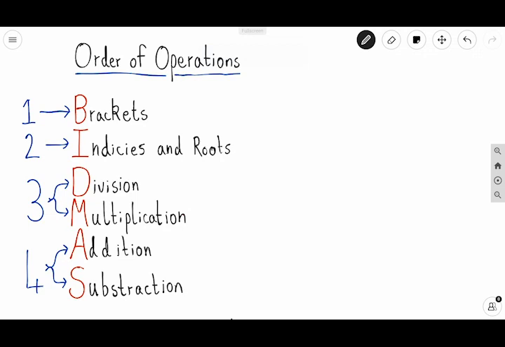So, order of operations is an order that you have to follow when combining operations like brackets, indices, roots, division, multiplication, addition, and subtraction. And a specific order needs to be followed with these operations so everyone achieves the same answer and the answer is correct without causing much confusion.